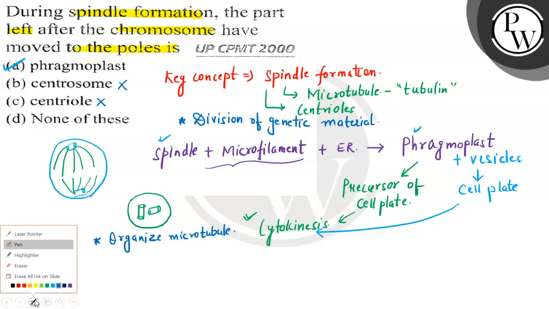So from this we have concluded that the correct answer for this question will be option A, that is phragmoplast, because whatever spindle we have left after the spindle formation will get converted into phragmoplast. That is why it is the final answer for our question.